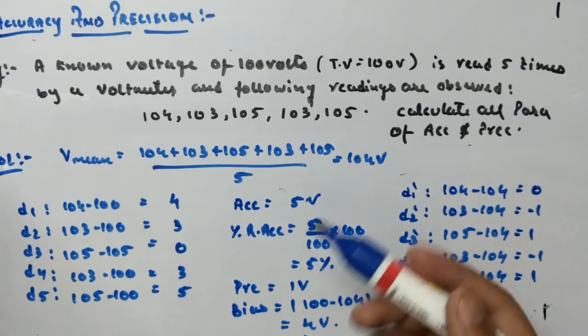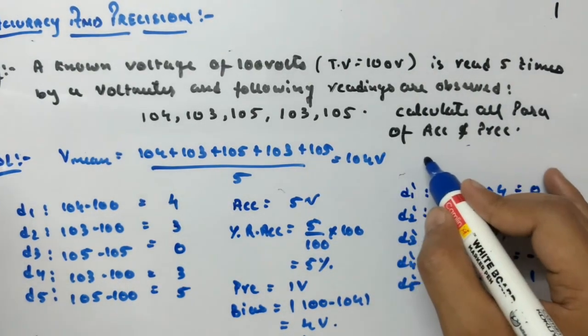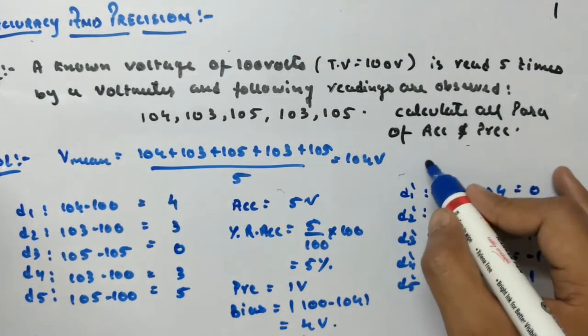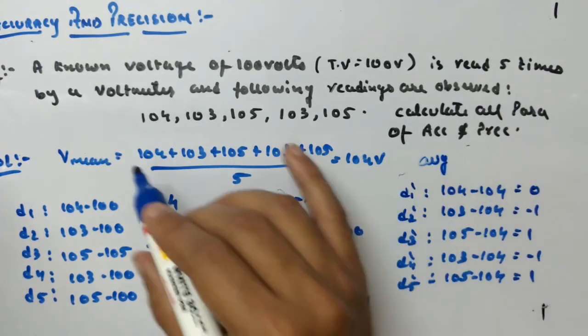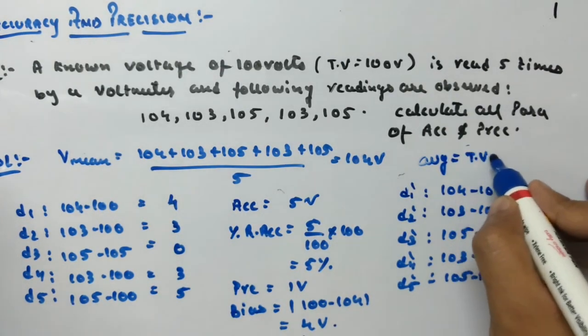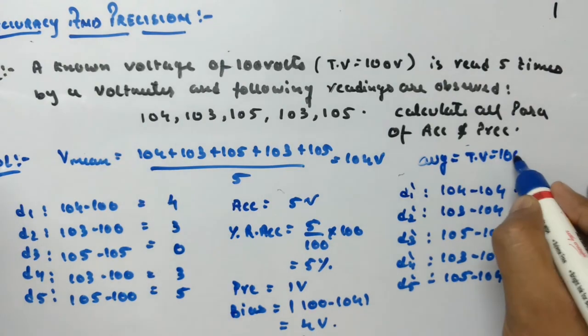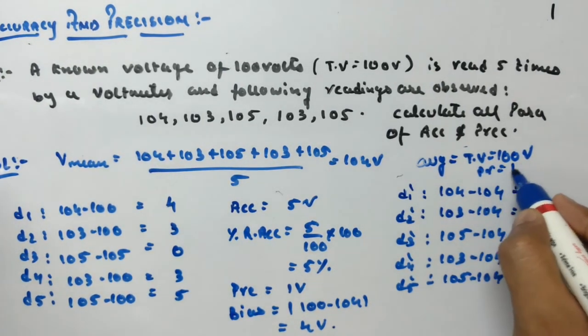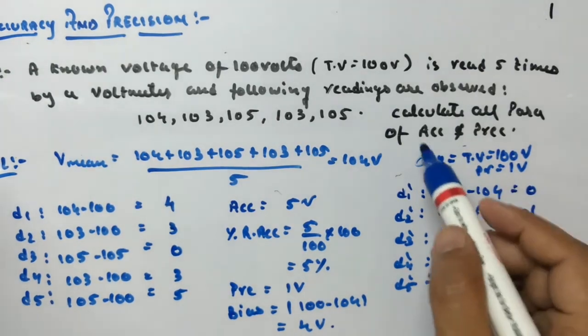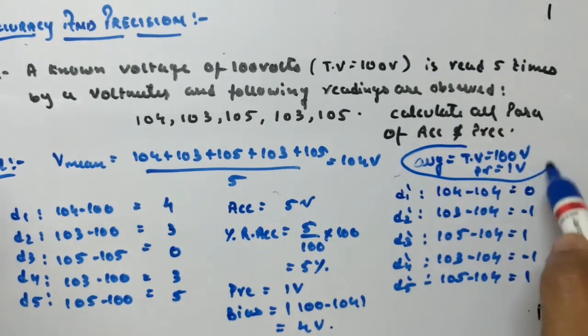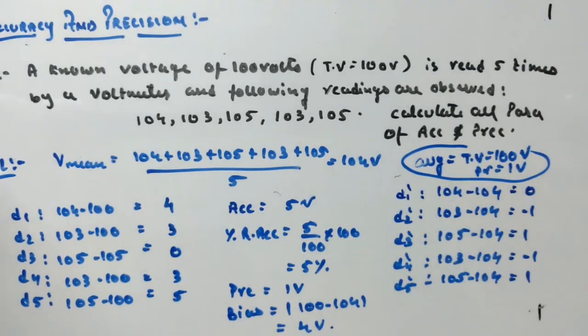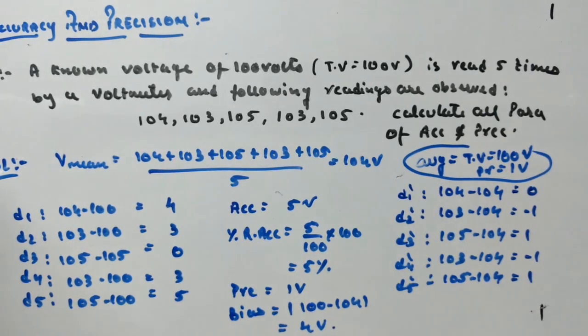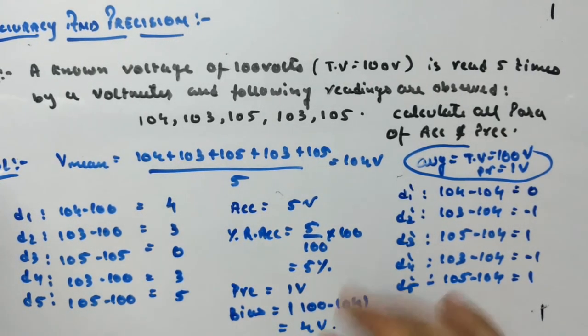So after calibration, your average, this mean value, will be equal to the true value, that comes out to be 100 volts, and your precision will still be 1 volt, if you calculate with the new readings. So this is something you can imagine in the instrument. Okay, so I hope everything is clear to you.